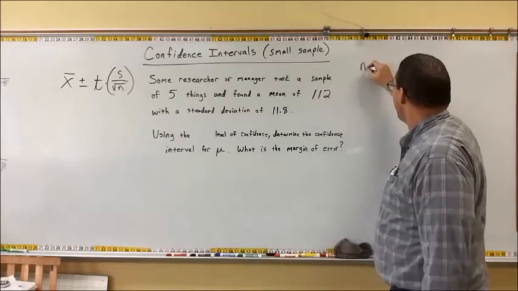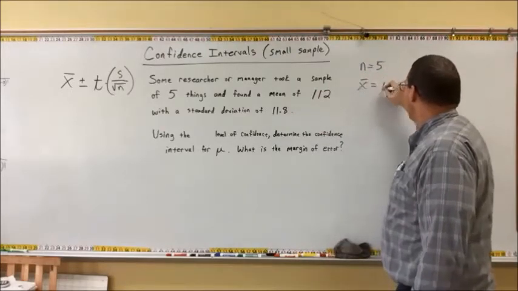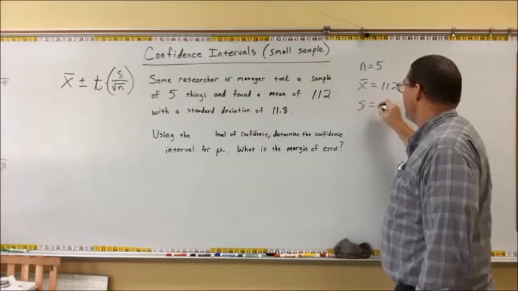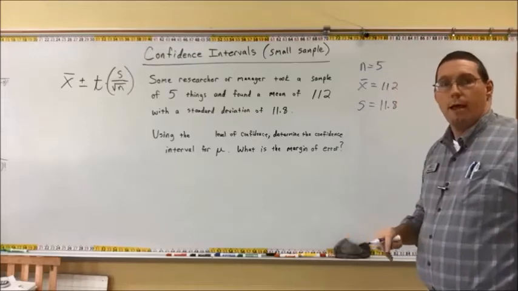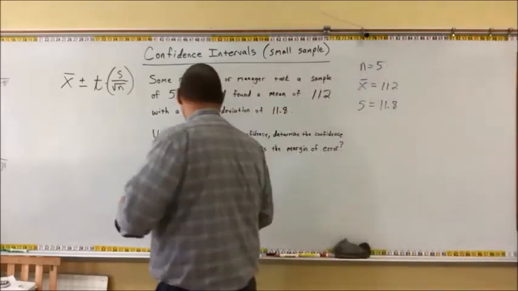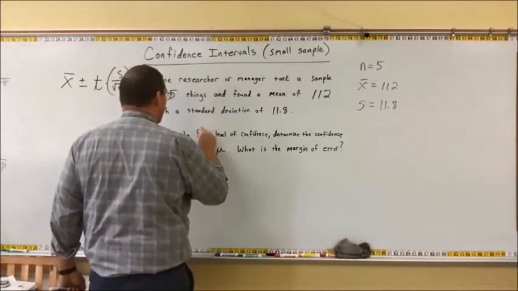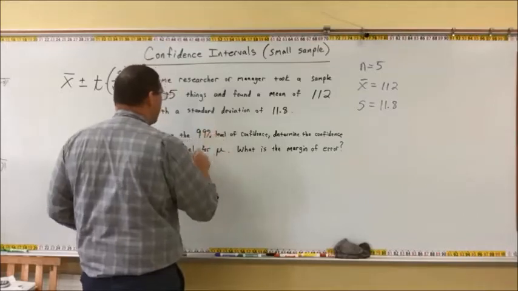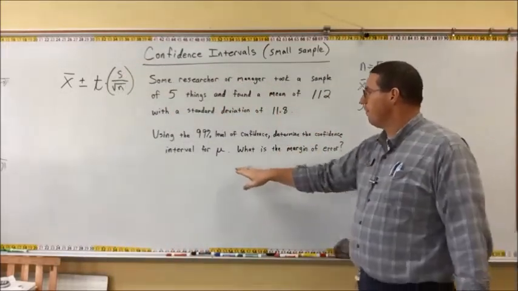Our sample size, n, is 5. Our mean, x bar, is 112, and our sample standard deviation is 11.8. Okay? All right. So now it says, oh, I didn't give a level of confidence. Let's go with 99%. Using the 99% level of confidence, determine the confidence interval for mu.